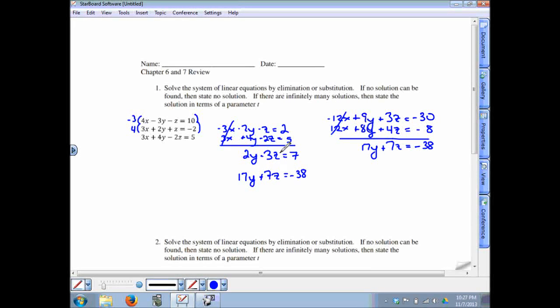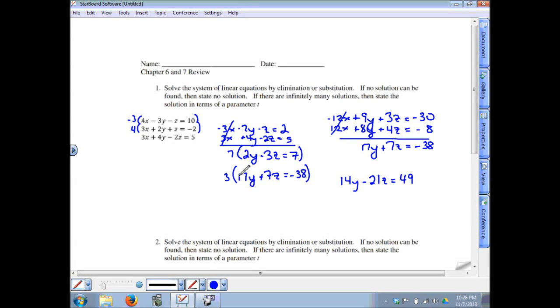So we could eliminate any variable here. We could, for example, try to eliminate z. So between -3 and 7, the least common multiple is 21. So this would need to be multiplied by 7. This would need to be multiplied by 3. So this equation now becomes 14y minus 21z equals 49.